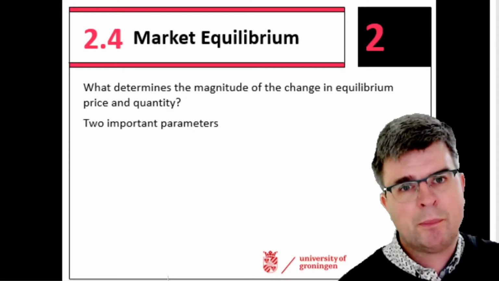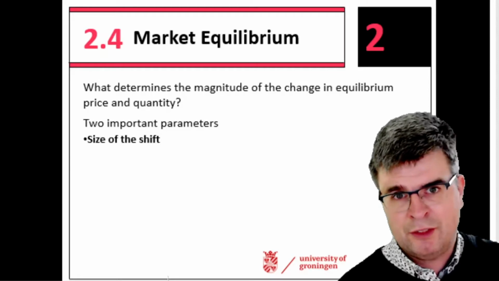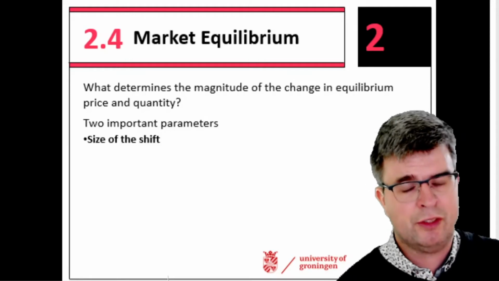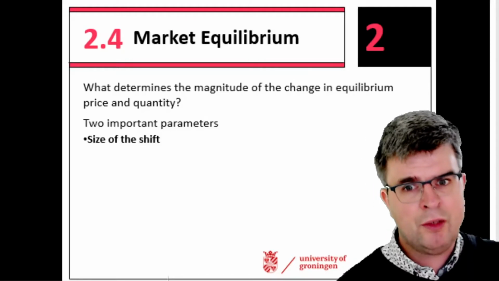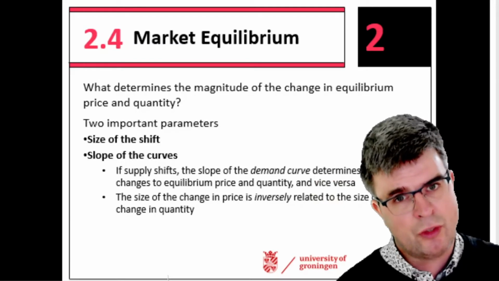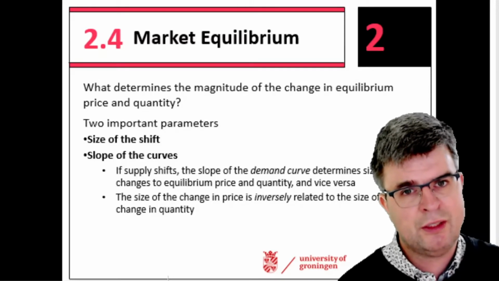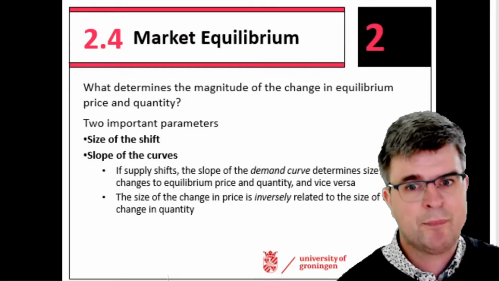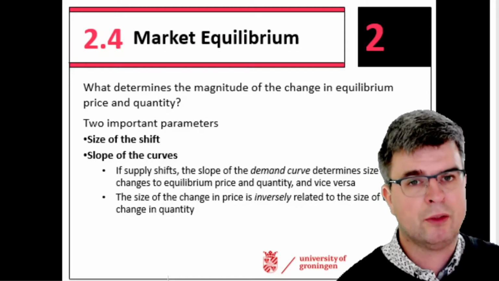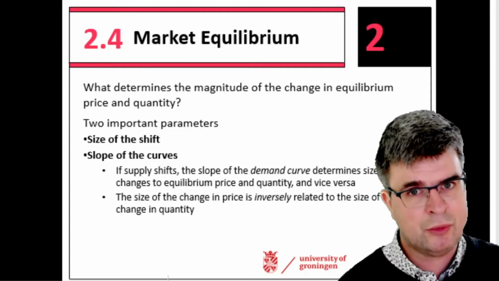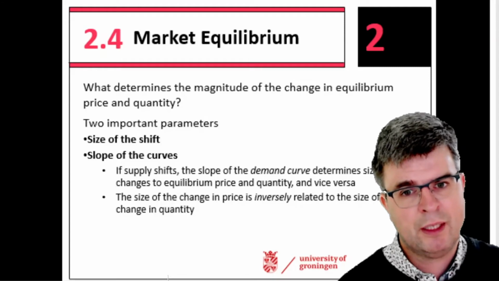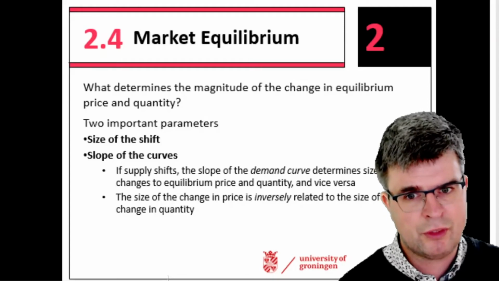So there are two important parameters here. One is the size of the shift. Do we have only a minor shift in the supply and the demand curve, or a major shift? The other factor is the slope of the curves. So if the supply shifts, then the slope of the demand curve determines the size of the change to the equilibrium price and quantity, and vice versa. So if the demand shifts, then the slope of the supply curve will determine the size of the changes to the equilibrium price and quantity. And the size of the price change is inversely related to the change in quantity.